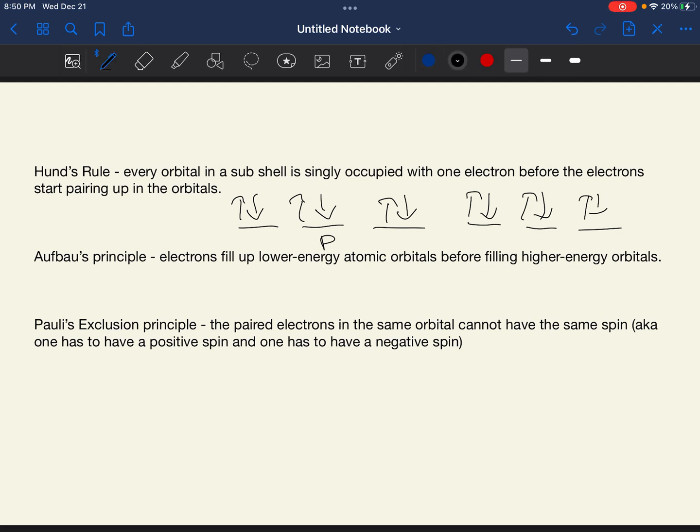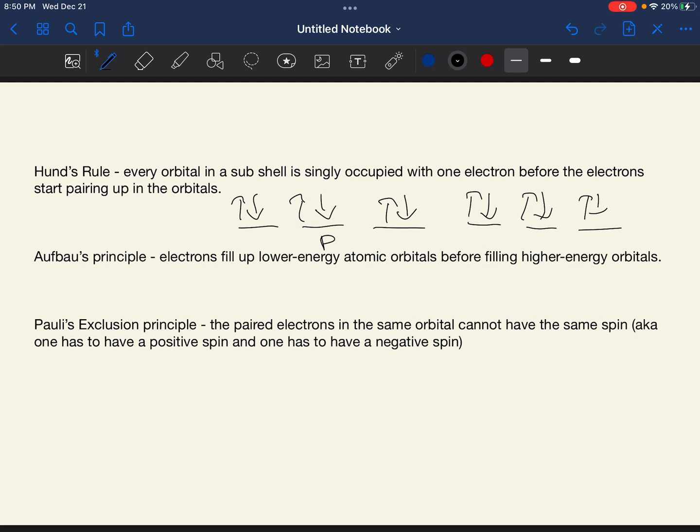Aufbau's principle says that electrons fill up lower energy atomic orbitals before filling higher energy orbitals. Each subshell has a different energy level. The s subshell has the lowest energy, next is p, next is d, next is f. So you have to fill up the s orbital before going up to the p orbital. You can't fill a higher energy level before filling the lower energy level.